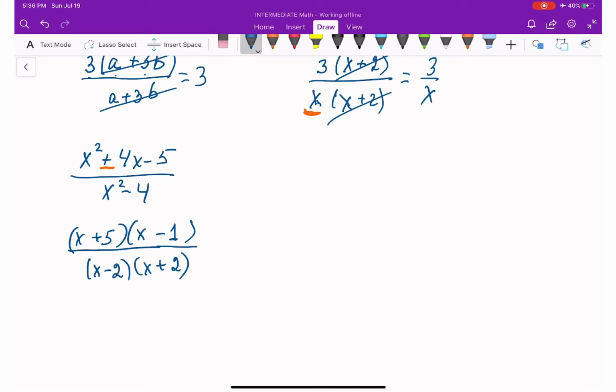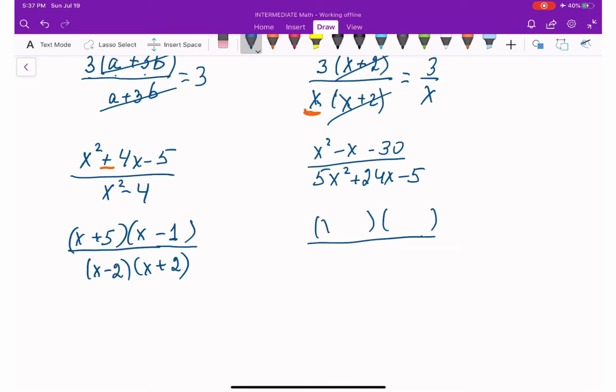Next one. X squared minus x minus 30 over 5x squared plus 24x minus 5. Okay, the numerator is a trinomial. We can break it down, if it's breakable. Not every trinomial you can factor, obviously.